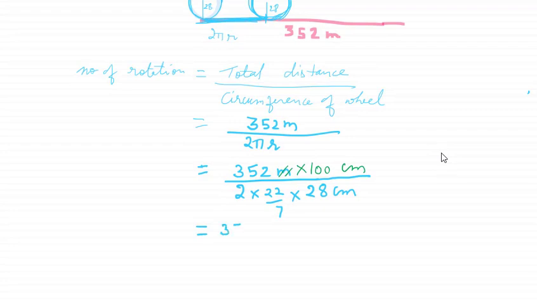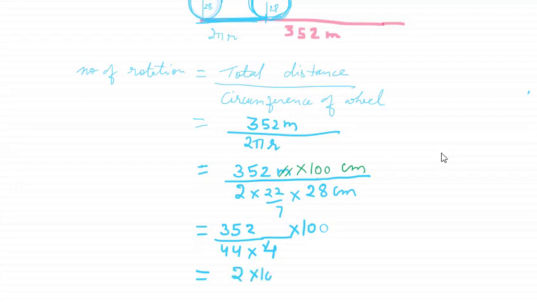So here we have 352 multiplied by 100, so it is 44 into 28. We can cancel with this 7, so it will be 4 into 100. So now you can calculate, you will get here 2 into 100, so that will be 200. So 200 rounds, this wheel will make 200 rounds to cover 352 meters.